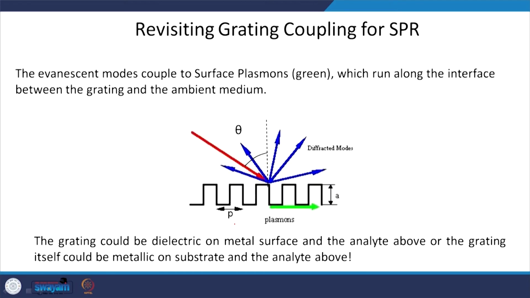Okay. Before we move further, let us revisit what we discussed in grating coupled SPR, where we said that you have a grating kind of structure and you are incident at an angle theta. What happens is that you have k_x = k sin theta plus, because of the grating, p and orders of m, where m is the order of diffraction.